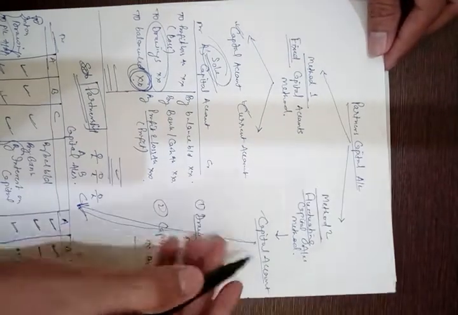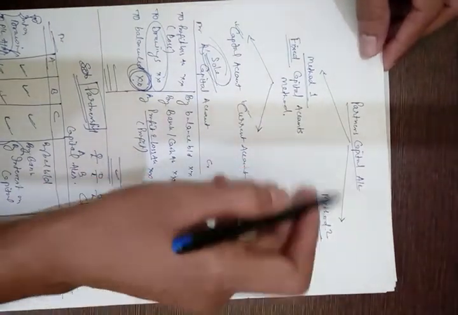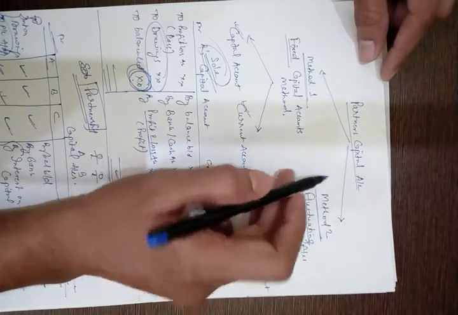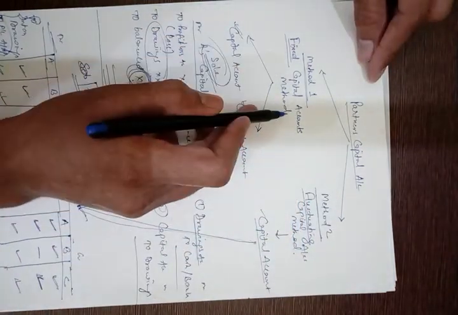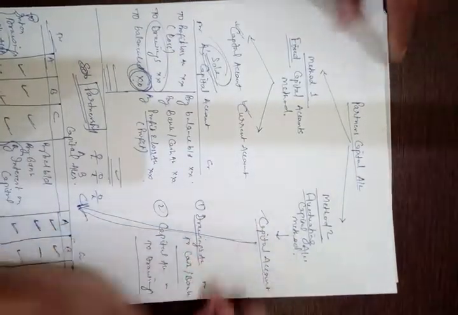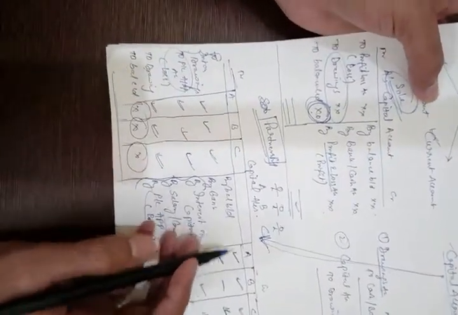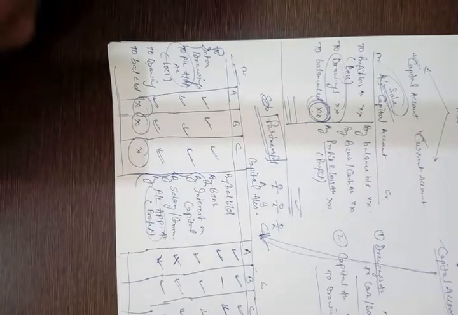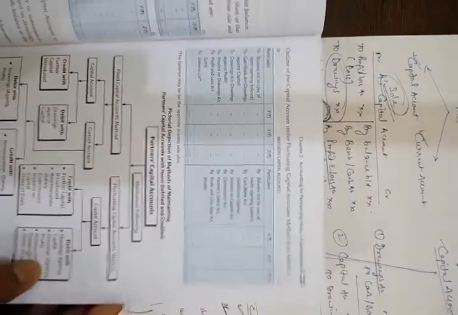Hello students. Yesterday we learned that partners' capital account can be maintained under two methods. Method 1 is the fixed capital method and method 2 is the fluctuating capital method. We learned how to prepare fluctuating capital accounts of a partner. Now let us see it in the book also.